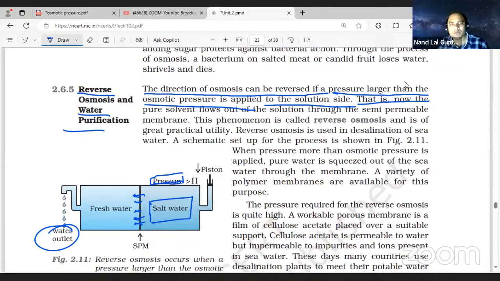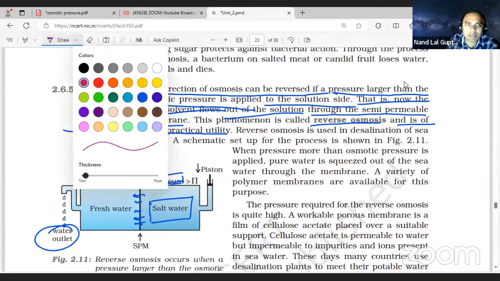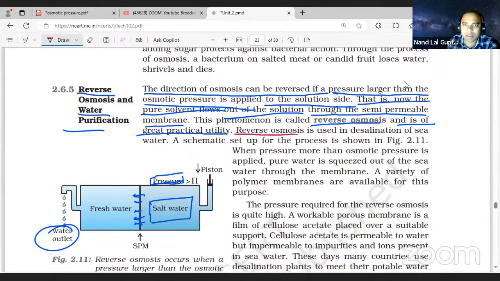Now the pure solvent flows out. The pure solvent is going to flow out from the solution, student, through the semi-permeable membrane. This is the semi-permeable membrane. This phenomenon is called what, student? Reverse osmosis, and it is of great practical utility. Reverse osmosis is used in desalination of seawater, that is, you can remove the salt from the seawater.